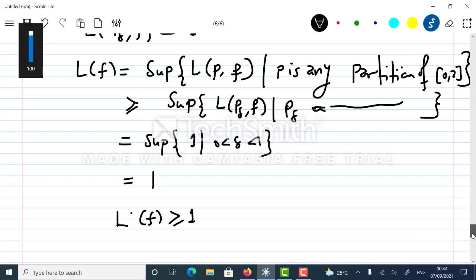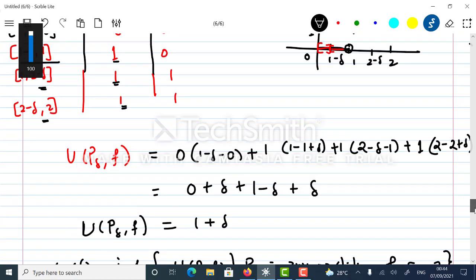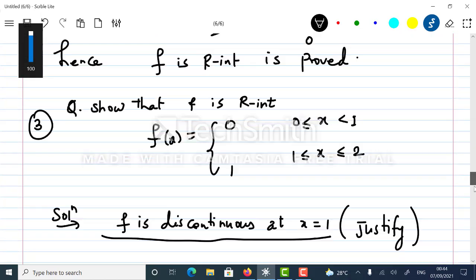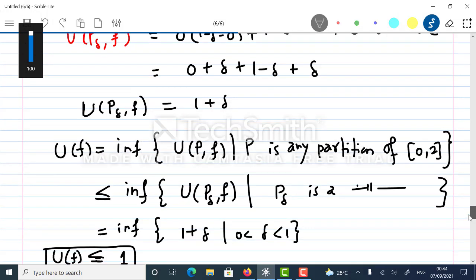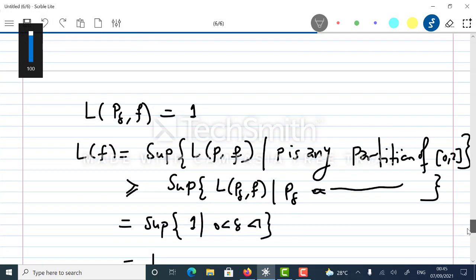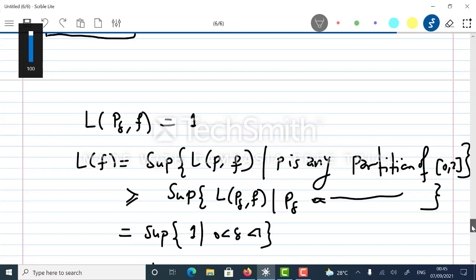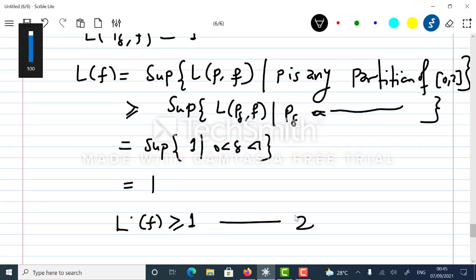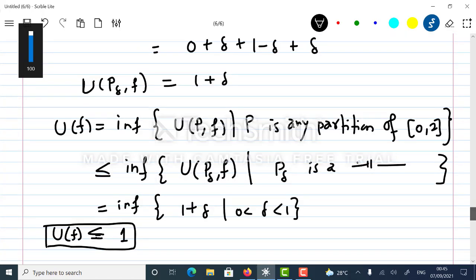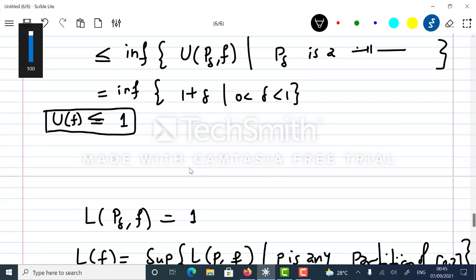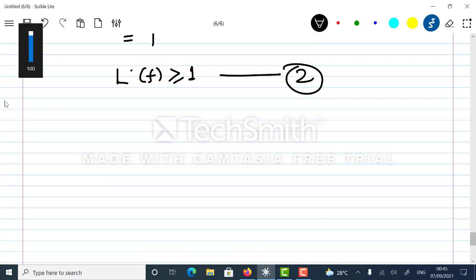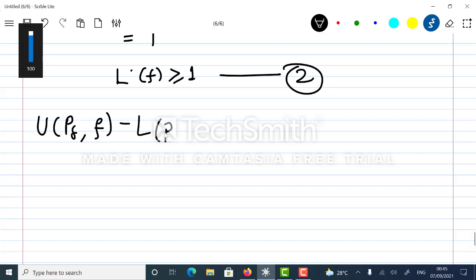Well, have I got UF equal to LF? I wanted to show that F is R integrable. Okay, that's fine. So UP delta F is found, LP delta F is found. So I can use the Riemann criteria. So let me call this number 2 and the above equation number 1. Right. So if I want to find out UP delta F minus LP delta F, this will be 1 plus delta minus 1, which is delta.